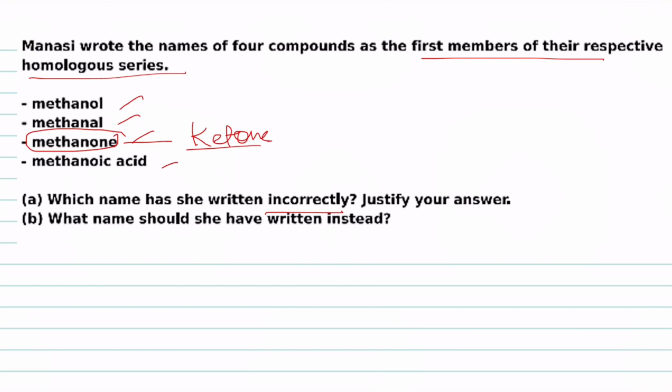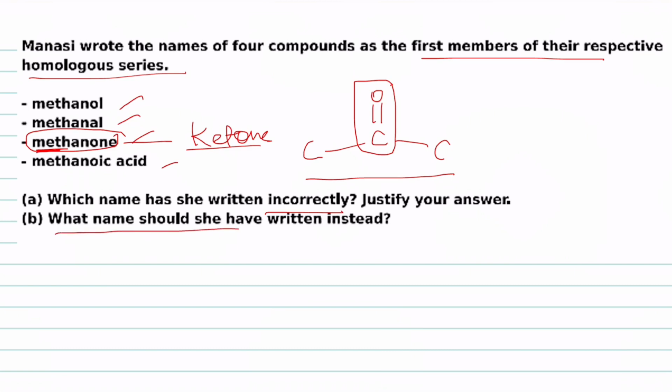Why? Because ketones are not a terminal functional group. That means this functional group has to be placed between at least 2 carbons. So the minimum number of carbons that you require to form a ketone is 3. So methanone, which suggests that it has only 1 carbon, is definitely wrong. What name should she have written instead? She should instead have written propanone. Propanone, because it has to have a minimum of 3 carbons, which would be the first member of its homologous series.